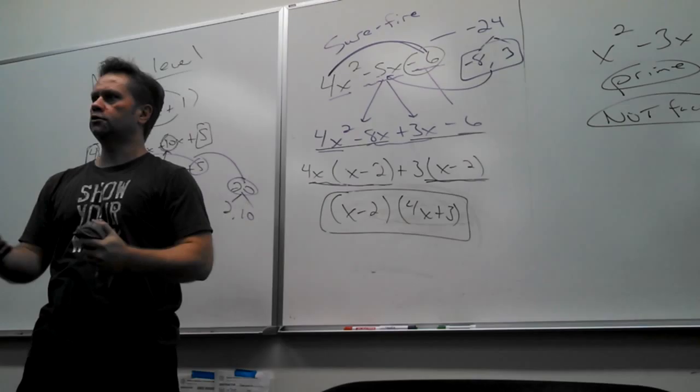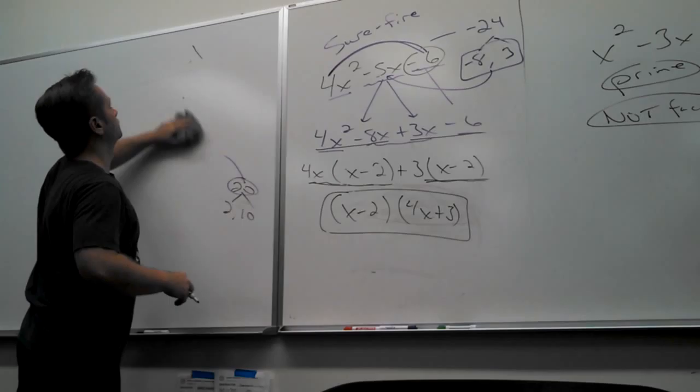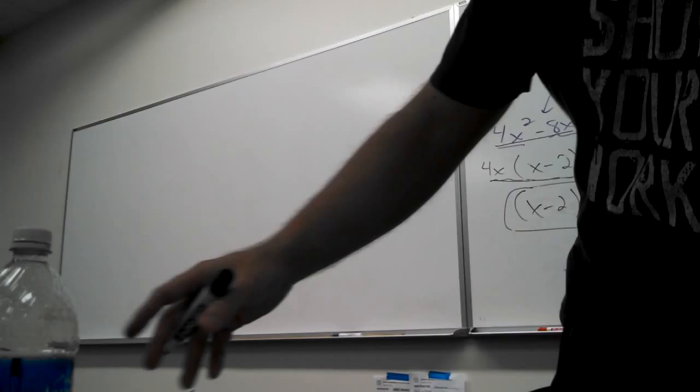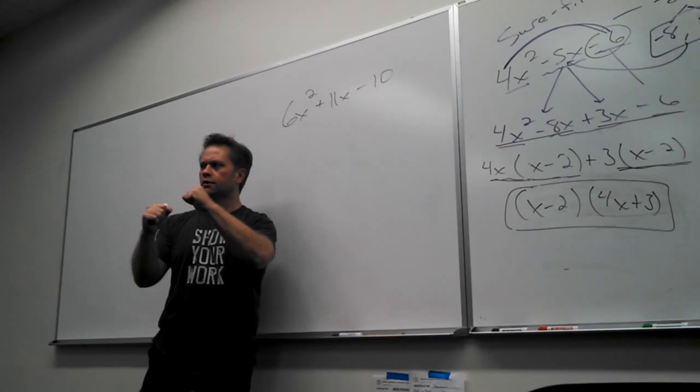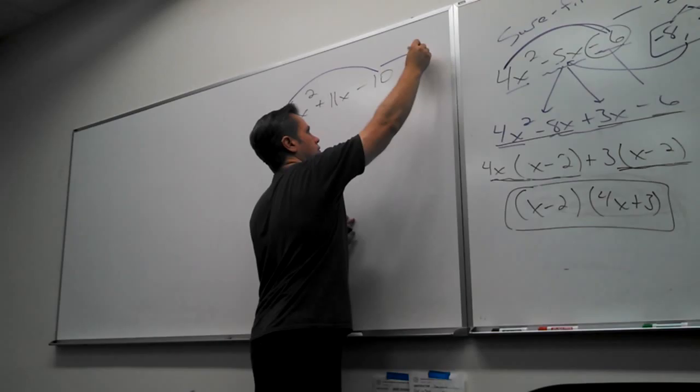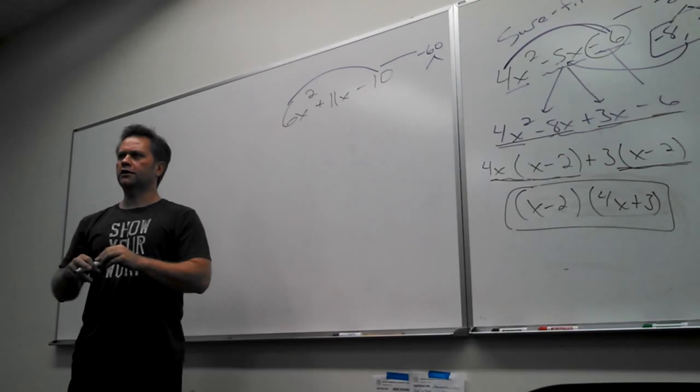All right, let's do another one. Here's the other one I know that works. Let's make it a plus. So let's do this one together again, and then I'll give you one to work on your own. So what's the first step here? Six times negative 10. Negative 60.